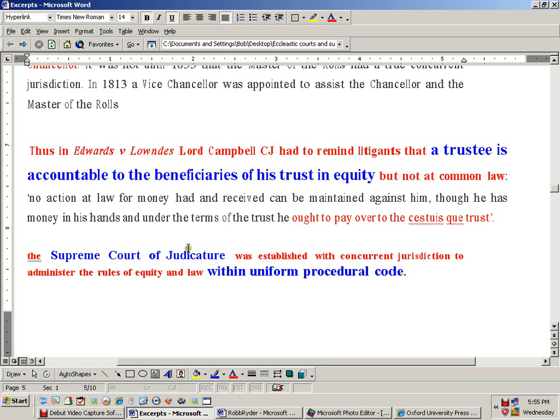The Supreme Court of Judicature was established with concurrent jurisdiction to administer the rules of equity and law within a Uniform Procedural Code. Well, canon law is a procedural code. And they have stuff in there for both law and equity. I'm not saying that the Supreme Courts might not be, but, you know, we need to find out where the courts of equity are.